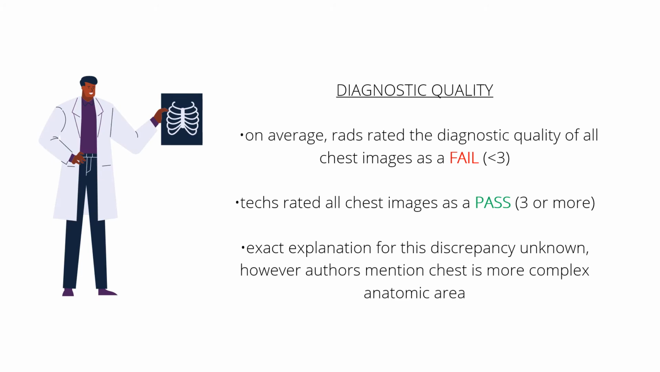Now let's look at the results for the chest. So on average, the radiologists rated the diagnostic quality of all chest images as a fail. So they didn't like the look of any of them. Techs rated all chest images as a pass. The exact explanation for this discrepancy is unknown. However, the authors mentioned that the chest is a more complex anatomic area, and that could have been a factor. One other point that they described was that one of the criteria used in the European guidelines for visualization of structures wasn't possible to be met on a phantom. So that might have factored into the way the radiologists rated the images.